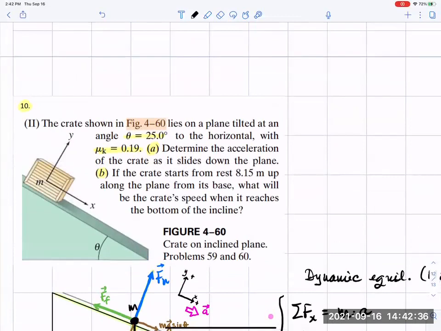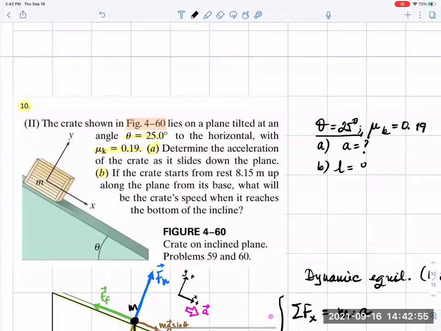So I should have put here that A was to find the acceleration, and the given part here was theta of 25 degrees. And on part B, we have a mu k also, 0.19. If the length is 8.15 meters, then they ask you for the final velocity or final speed at the bottom of the hill. We'll get to that in a moment.